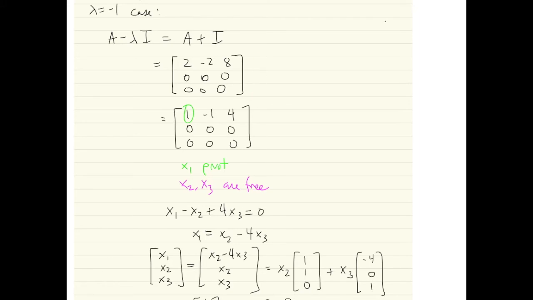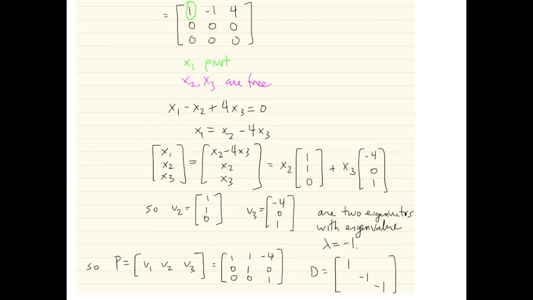Okay, and so then this tells us that x1 is equal to x2 minus 4x3. And so x2 and x3 are the free variables. Writing out the solution like so, and factoring out the x2 and x3, I get 2 eigenvectors. These vectors here span the null space of this matrix here. And so finally, collecting the eigenvectors that we found.